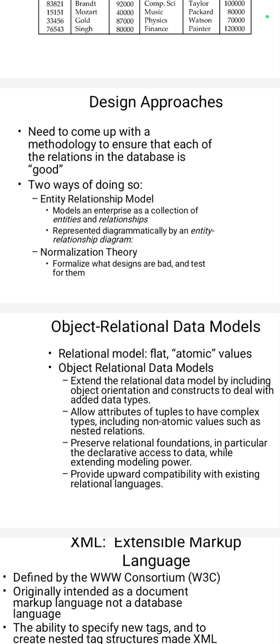Object relational database: when we focus on the object structure, class structure, that can be called an object relational database. Relational model: flat atomic values. Object relational data models extend the relational data model by including object orientation and constructs to deal with added data types. They allow attributes or tuples to have complex types, including non-atomic values such as nested relations. They preserve the relational foundation, in particular the declarative access to data, while extending modeling power.